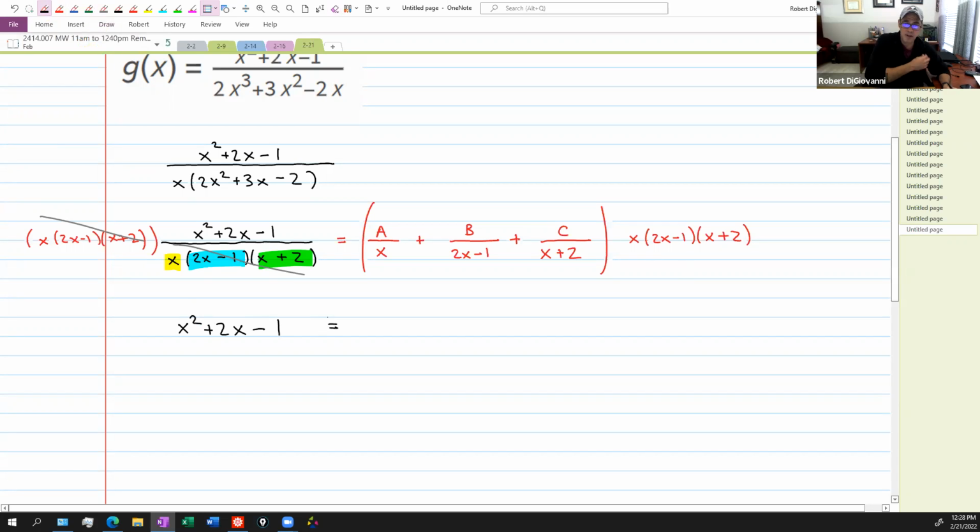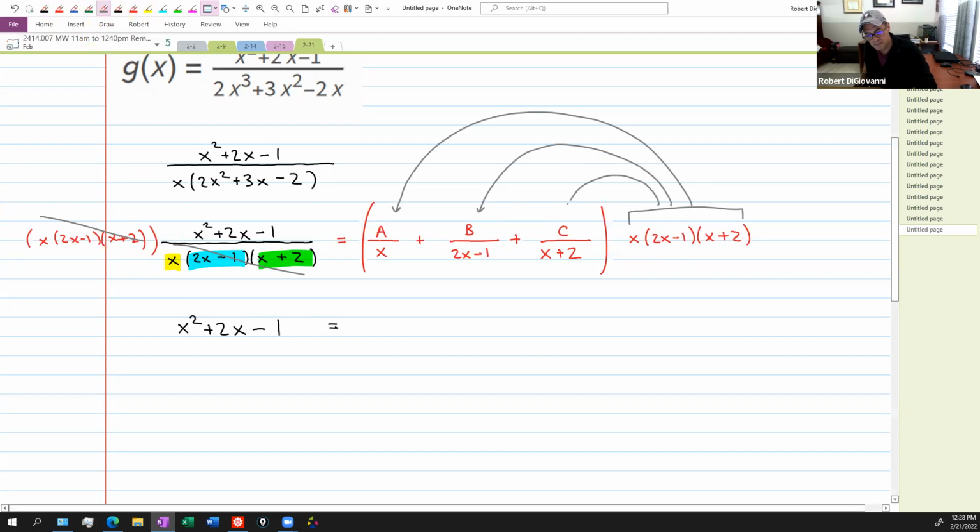Just the numerator, that's the only thing left on the left side. With me? On the right side, you have to take this entire expression and distribute it here and here and here. And when we do this first multiplication, we have an x on the bottom, right? So it's going to kill off the x here, but it's not going to kill off the other two. So we'll still have an A there. We'll have the 2x minus 1, and we'll have the x plus 2.